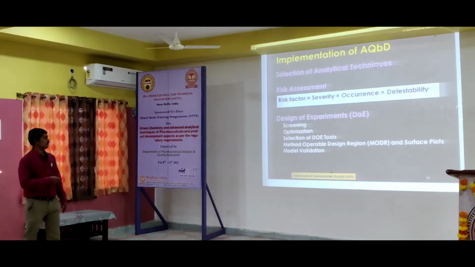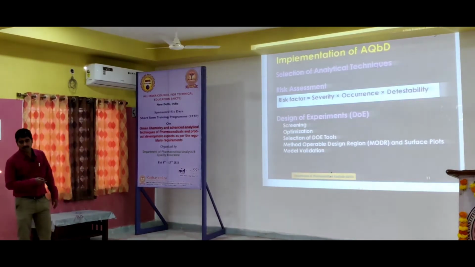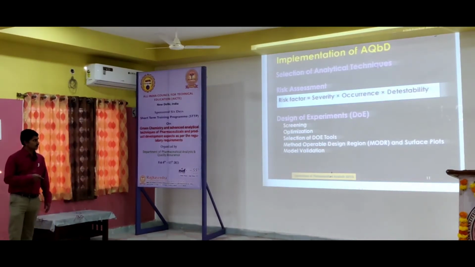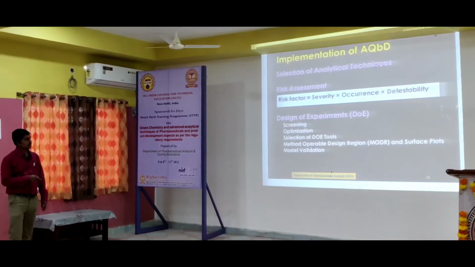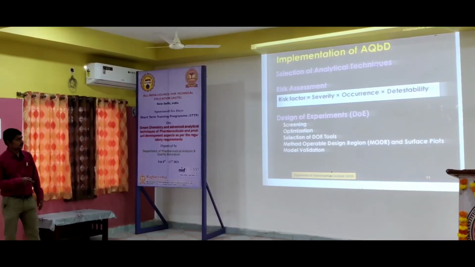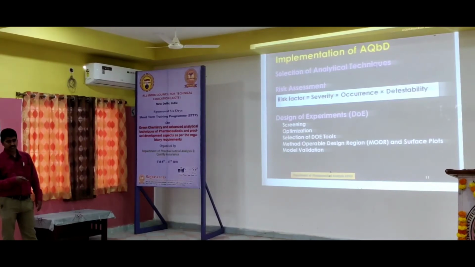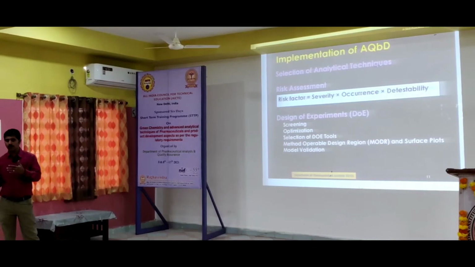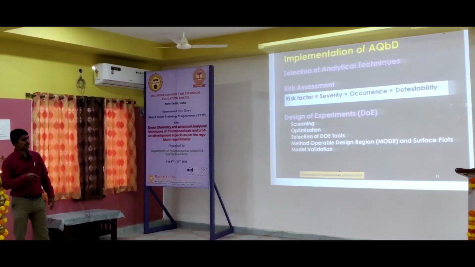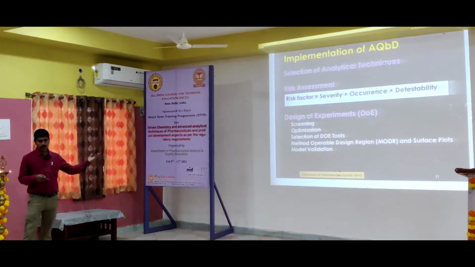So risk assessment, we have a formula: severity, occurrence and detectability. Based on these parameters we are going to check the risk assessment, how much risk is there with the method, and how we are able to reach our goal.